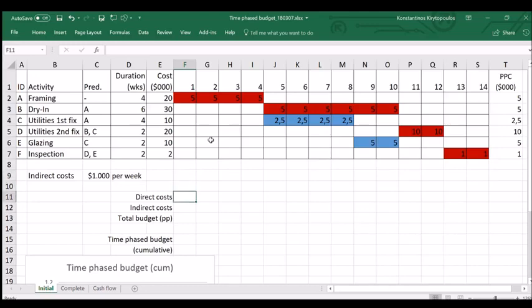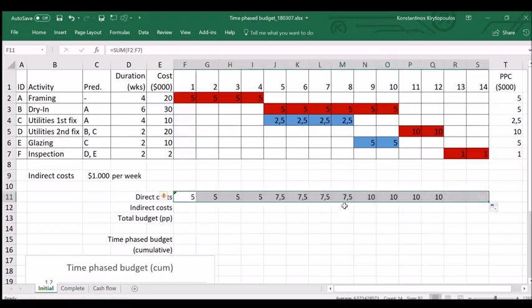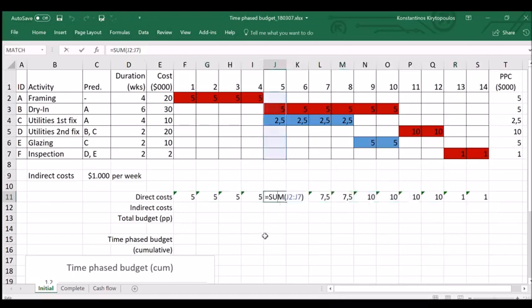The first thing that we can do now is for each week to sum the direct costs existing. So here would be the sum of all the costs happening during week 1. In this case, we only have activity A happening in week 1, so the only direct cost would be the one from activity A. And if we do this for all the weeks, we come up here and we see, for instance, just an example, under week 5, we have both activities B and C happening, $5,000 from activity B and $2,500 from activity C. That makes a sum of $7,500 under week 5.